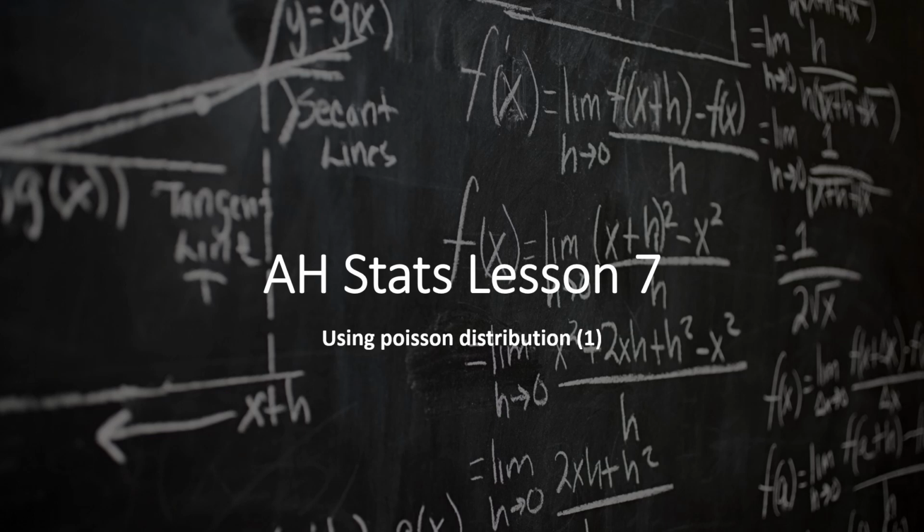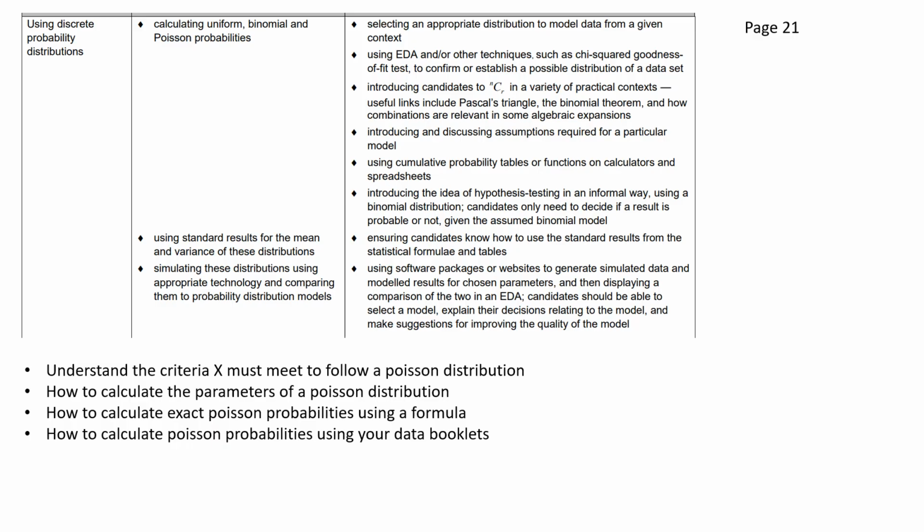This video covers the Poisson distribution and is one of many videos that will be doing so. You will find this skill on page 21 of the 2023 course spec. By the end of this lesson, you should understand the criteria X must meet to follow a Poisson distribution. You should know how to calculate the parameters of a Poisson distribution, how to calculate exact Poisson probabilities using a formula, and how to calculate Poisson probabilities using your data booklet.